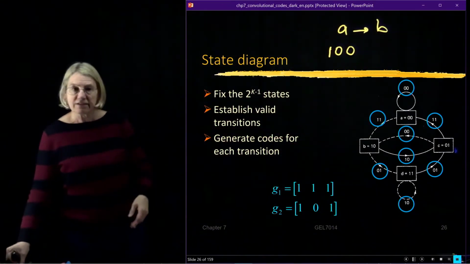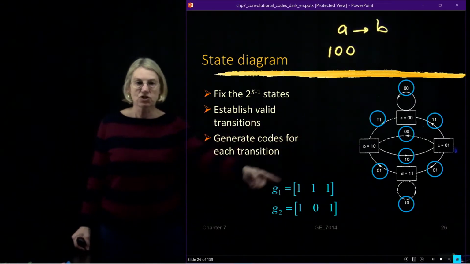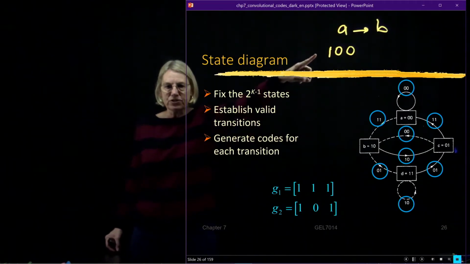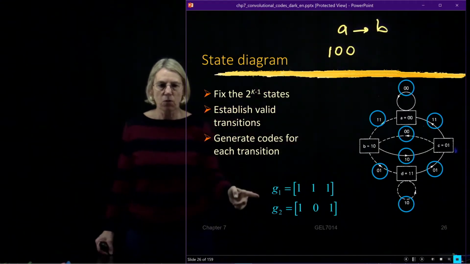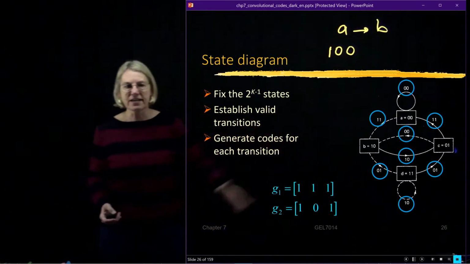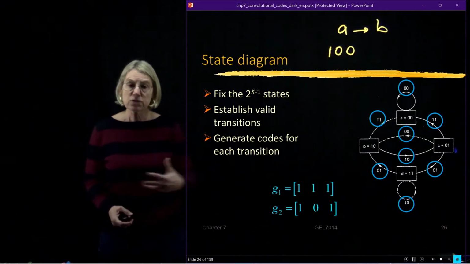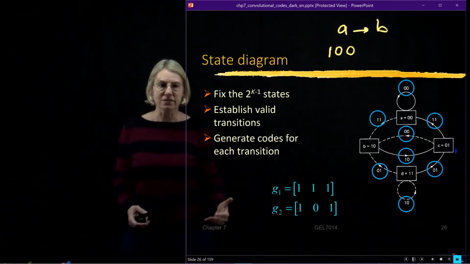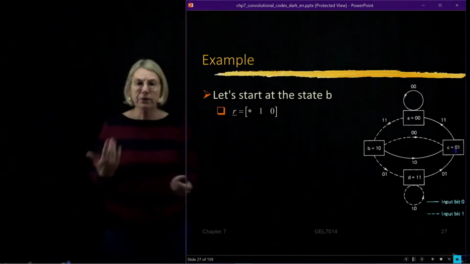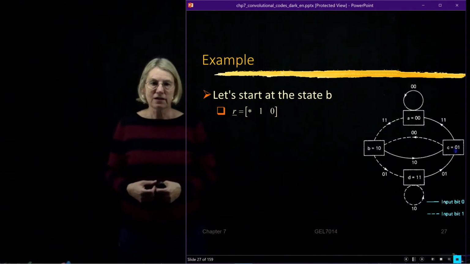So I do that for every single transition on this state diagram. I just do the math, and I figure out for that transition what's inside the registers, and based on what's inside the registers, what code word is generated. So I populate this state diagram with the output for this particular code. That's what changes from one code to the next, what I'm writing next to each one of these transitions. Now we're going to return to our original example, and we're going to see what happens.